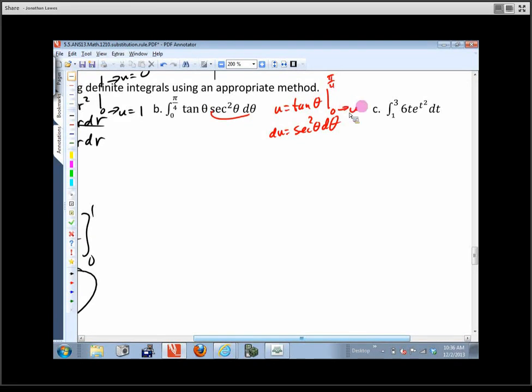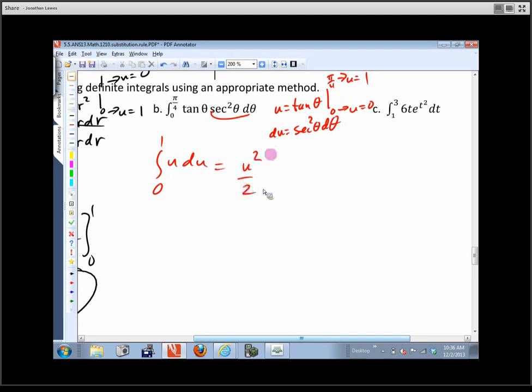So we go from something that I think most of you are less comfortable with, trigonometry, to take a look at this. What if I plug a 0 into tangent? What is the tangent of 0? And what's the tangent of pi fourths? 1. So if I change everything, my new lower limit is 0, my new upper limit is 1, and this is just u, and this is just du. Could it get much simpler than that?